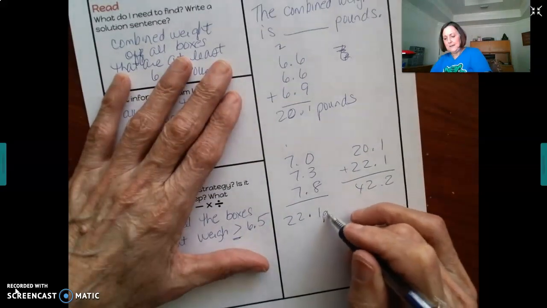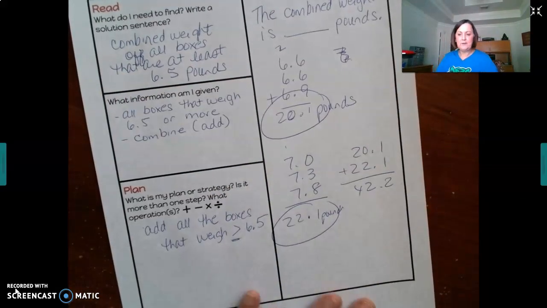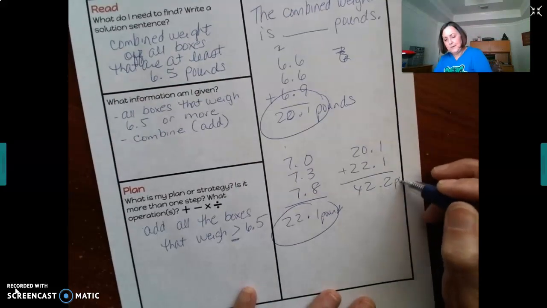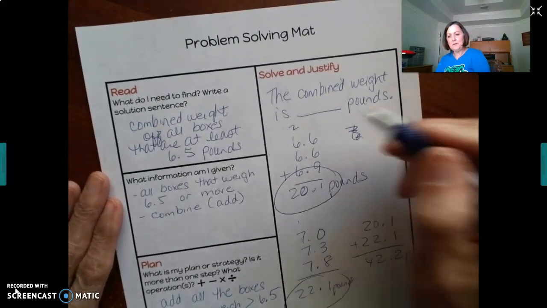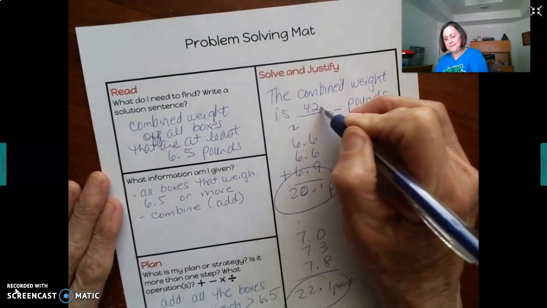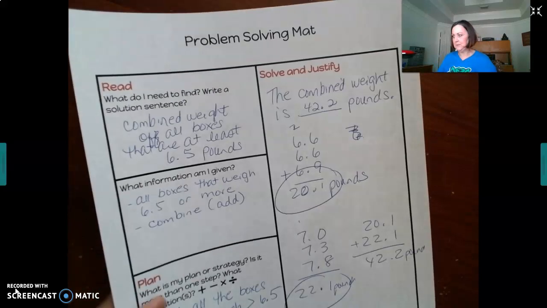And then I added these 2 together to get a total of 42 2/10 pounds. And then I can go back up here to my solution sentence and record my answer. So that was more than one step. All right, let's set that aside and let's look at our next question.